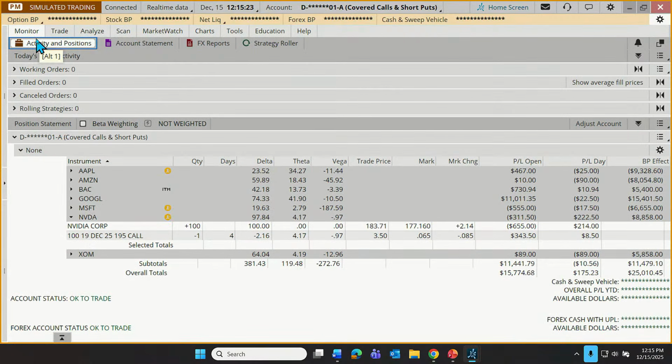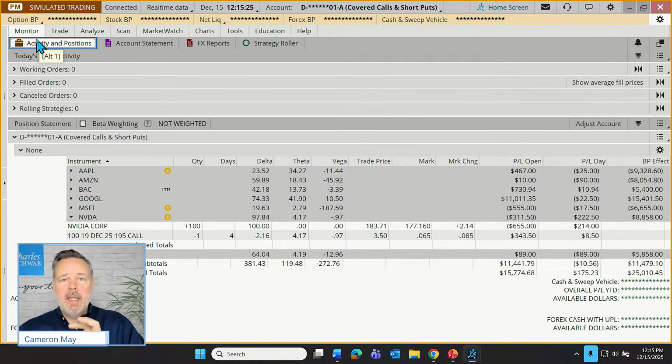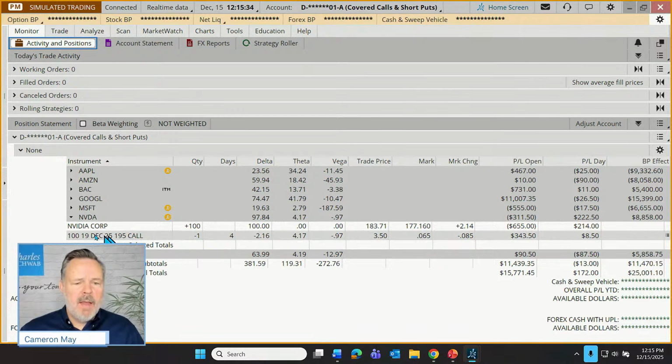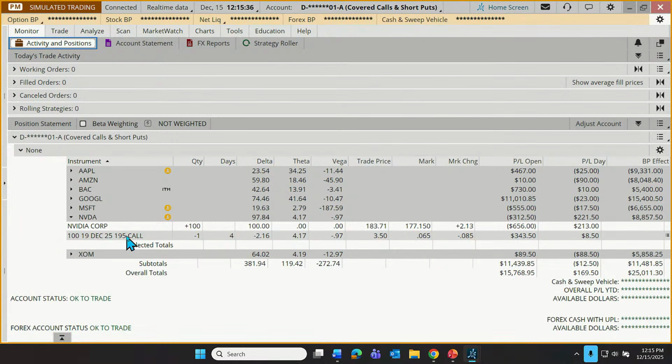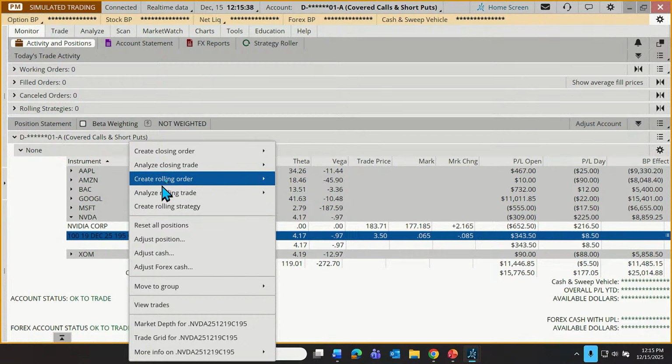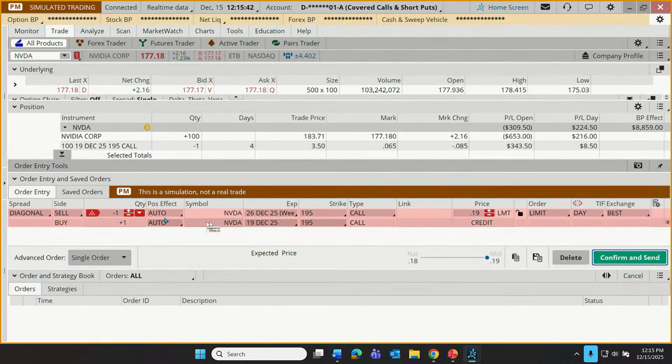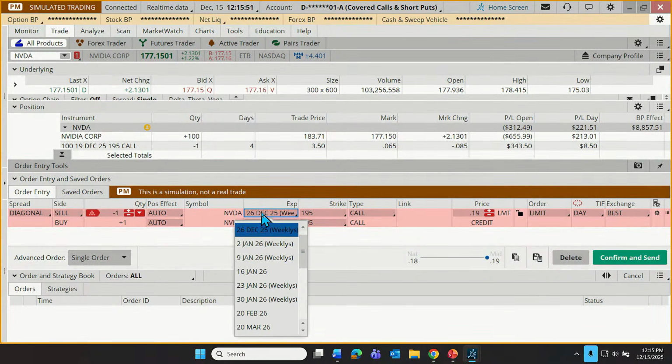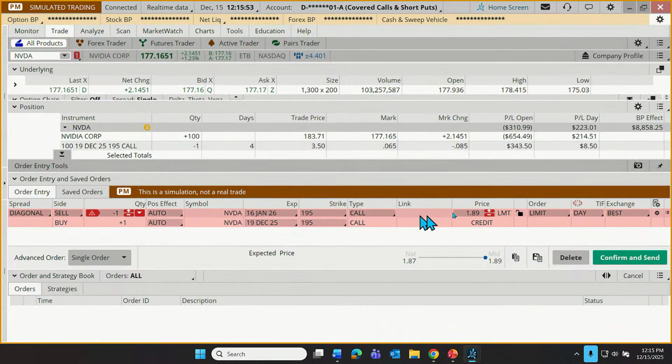So here's how we might roll. And a roll just means we're going to close up one trade, use that same order ticket to get us into another trade on the same security, but that's it. So here's our 195 19th of December call. I'm going to right click on that and create a rolling order. This will describe this as a calendar, but it's actually just in order to buy back the 195 for the 19th of December and then sell the 195 for, let's go to the 16th of January.